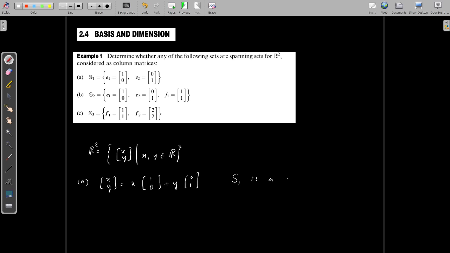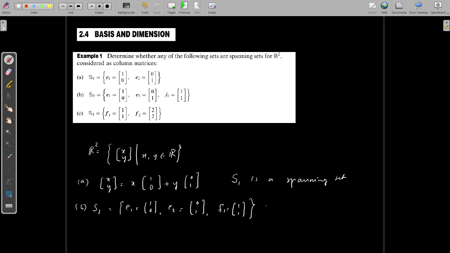S1 is a spanning set. Similarly, consider the set S2. S2 consists of three vectors. Say e1 is equal to (1, 0), e2 is equal to (0, 1), and we have some other vector, f1, which is equal to (1, 1). Okay, now we need to verify that this is a spanning set.